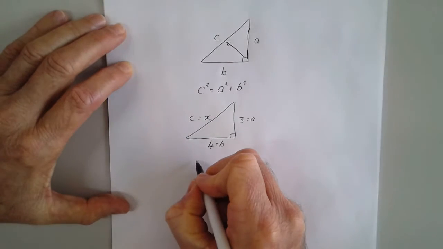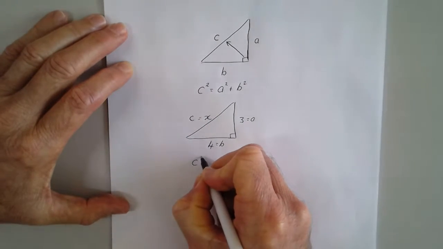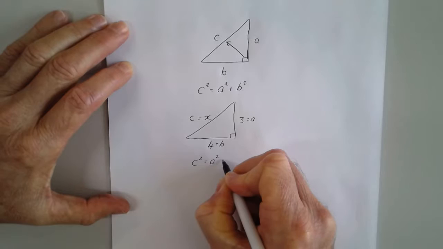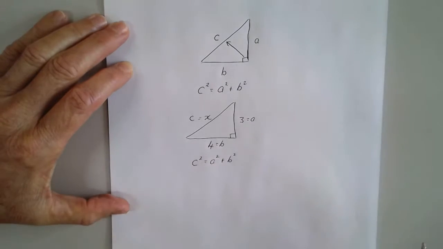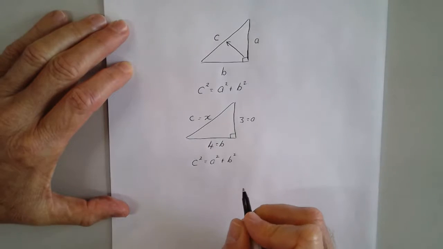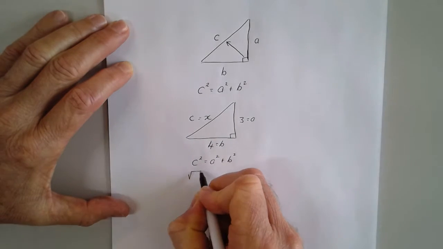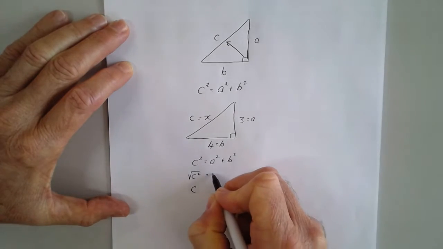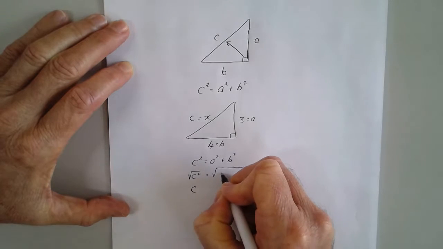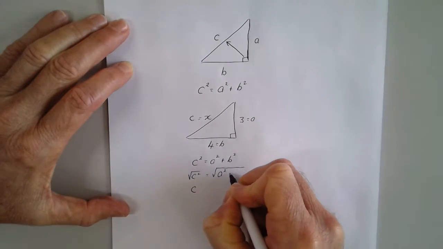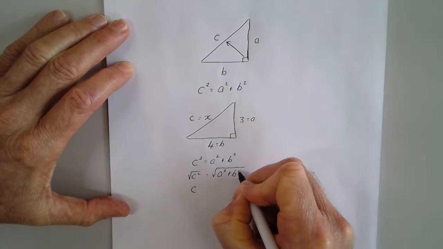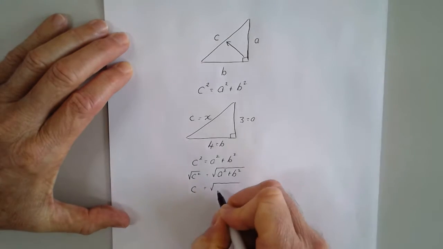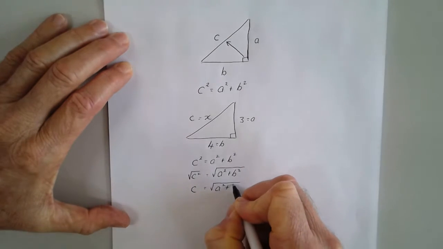So what I'm going to do, firstly, is transpose the Pythagorean theorem into a formula to find the hypotenuse. All I need to do is take the square root of both sides. If I take the square root of c squared, I get c. And if I take the square root of the left-hand side, to maintain the equality I also must take the square root of the right-hand side. So I end up with c equals the square root of a squared plus b squared.